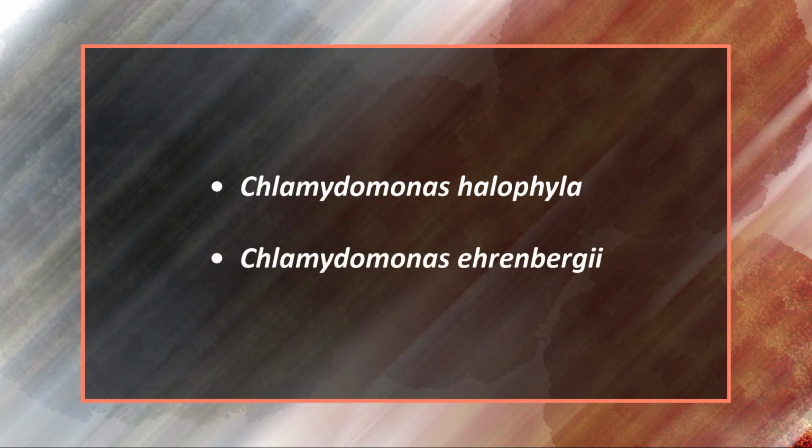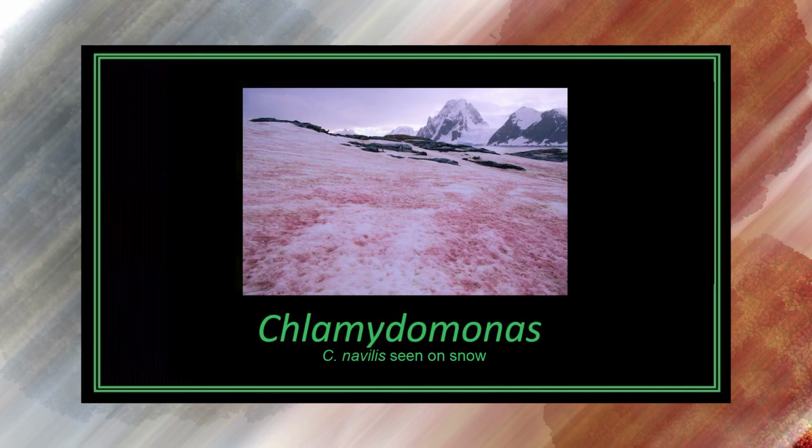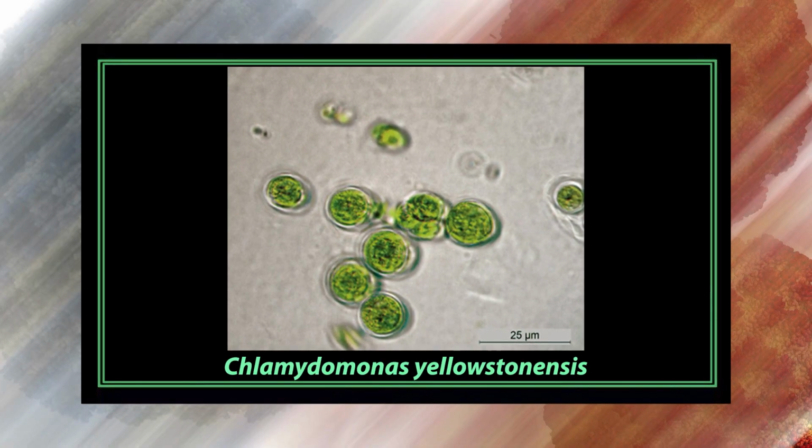Few species like Chlamydomonas halophila and Chlamydomonas ehrenbergii are seen in brackish water. Chlamydomonas nivalis grows on snow and imparts a red color to snow, called red snow, with the help of its hypnospores, which contain a red pigment called hematochrome. Chlamydomonas yellowstonensis, reported from snow in Yellowstone Park of America, imparts a yellow-green color to snow.